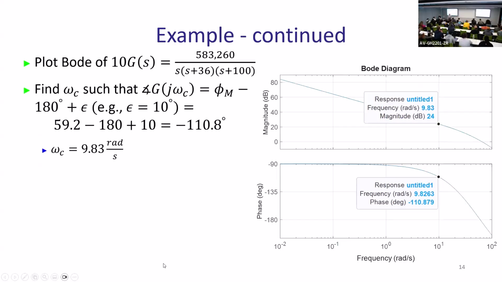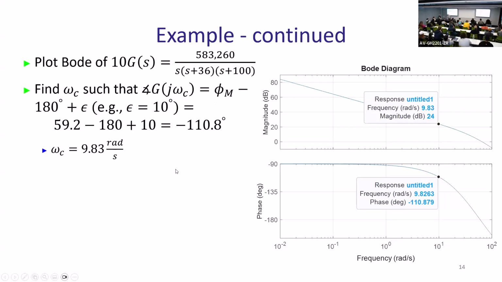But next step, what we are doing, we are finding such an omega C, which is an omega peak, omega max, whatever you call it, such that the phase of 10G at that particular omega will be the star phase margin minus 180 plus that additional phase of 10 degrees, just to correct for the imprecisions in our approximations here. And this value will be minus 110.8 degrees if you just put in the numbers.